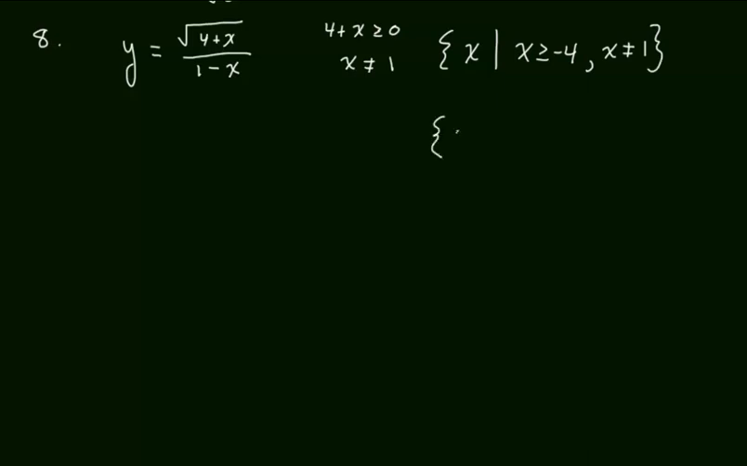Perhaps you wrote it as follows. You may have said -4 is less than or equal to x is less than infinity, comma, x cannot equal 1. Both of these are acceptable.